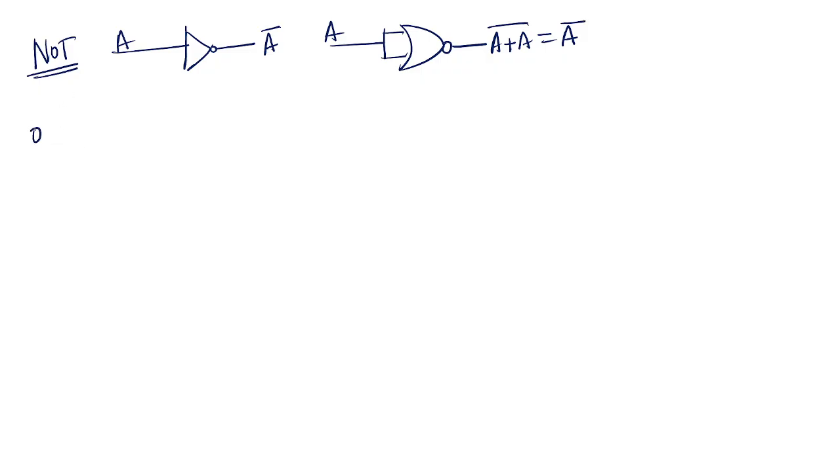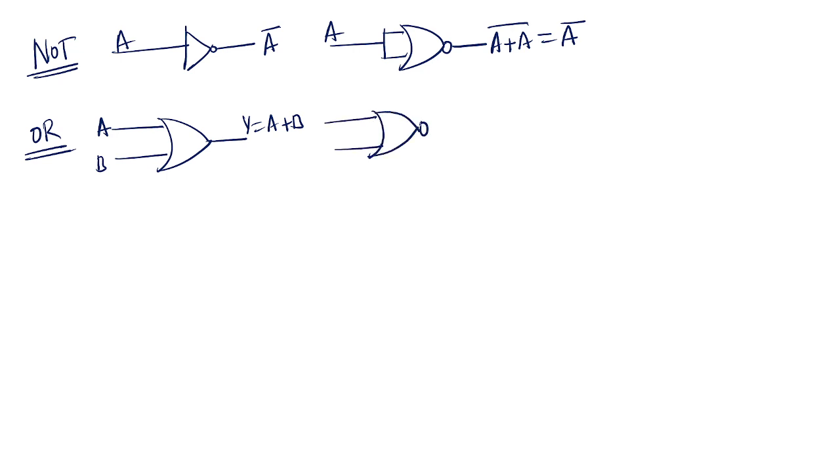Okay, and next, OR gate. This is the symbol for OR gate. A, B, Y equal to what? A or B, A plus B. Wherever the OR gate is there, you need to add the bubble at the output side. Next, wherever you added the bubble, you need to add the inverter. So here you need to add the inverter. So this is A, B.